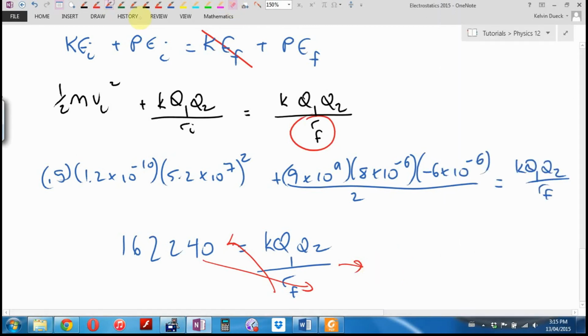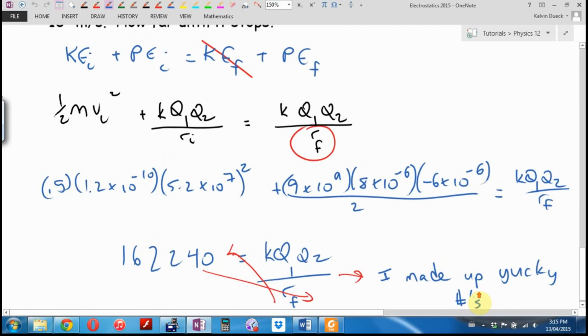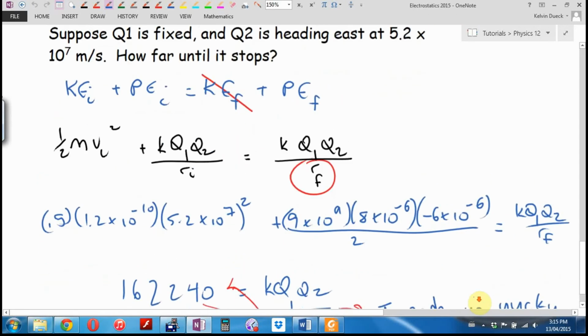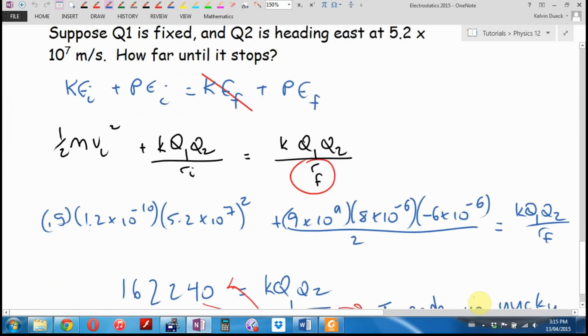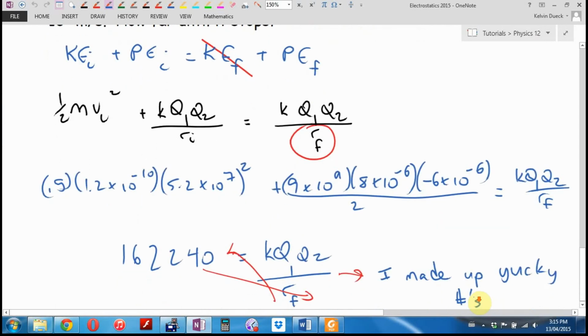Okay. I made up yucky numbers. I didn't have it going faster than light, though, did I? No. Because the speed of light is 3 times 10 to the 8th. Why am I getting... I'll have to run around with it.